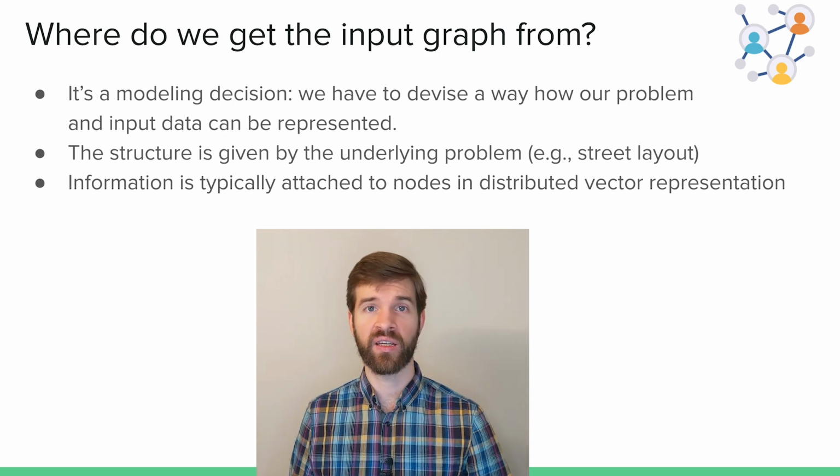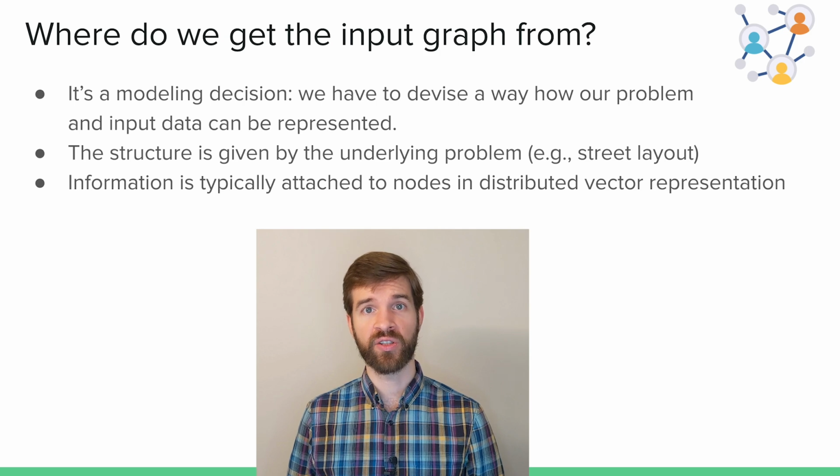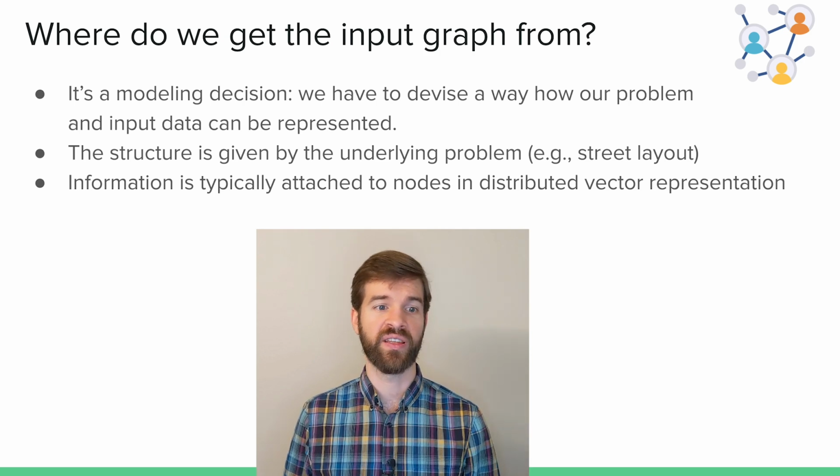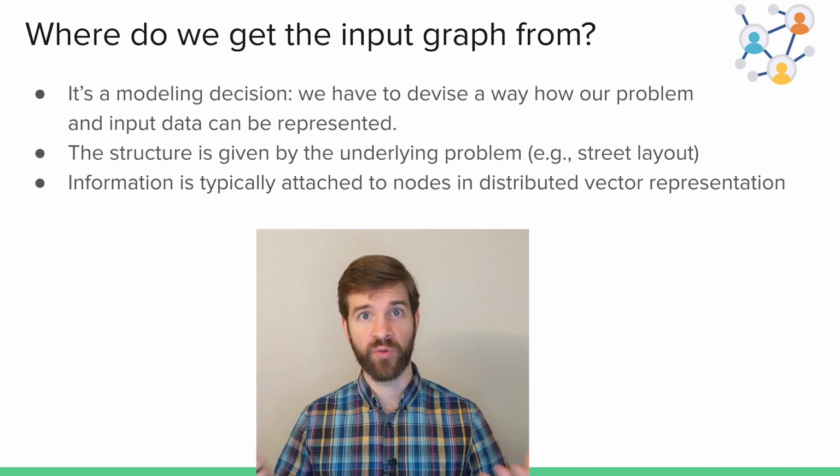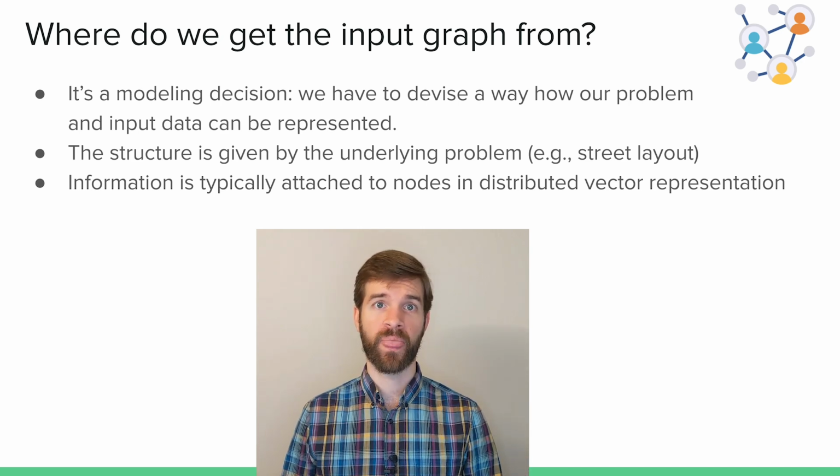Or a street layout. If you say the intersections are nodes and the roads are edges. In this case, we would also have the structure kind of naturally evolving how we form our input data. One thing I would like to mention here is that information is typically attached to the nodes, and not just in an arbitrary form, but in a so-called distributed vector representation.